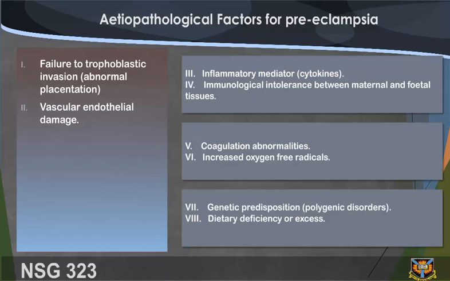Etiological factors for preeclampsia. 1. Failure of trophoblastic invasion, abnormal placentation. 2. Vascular endothelial damage. 3. Inflammatory mediators, cytokines. 4. Immunological intolerance between maternal and fetal tissues. 5. Coagulation abnormalities. 6. Increased oxygen free radicals. 7. Genetic predisposition, polygenic disorders. 8. Dietary deficiency or excess.